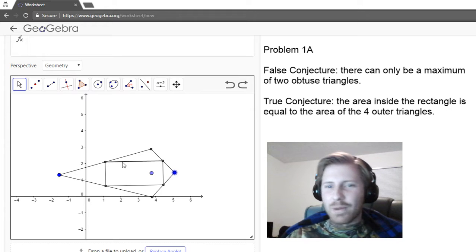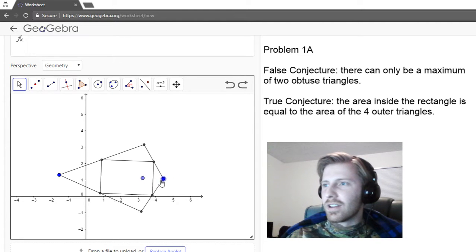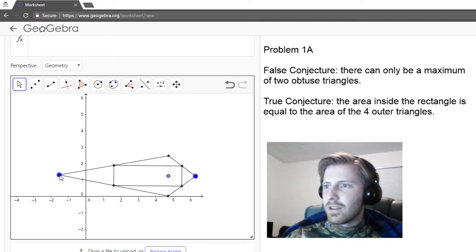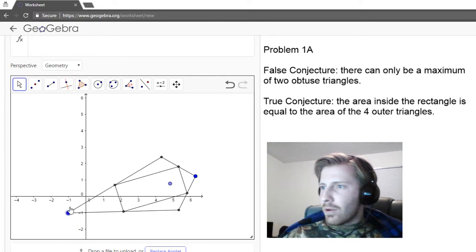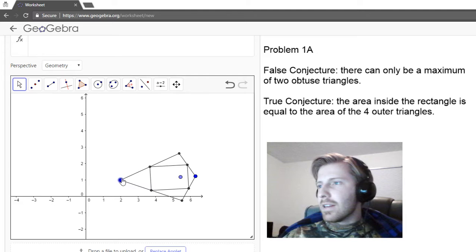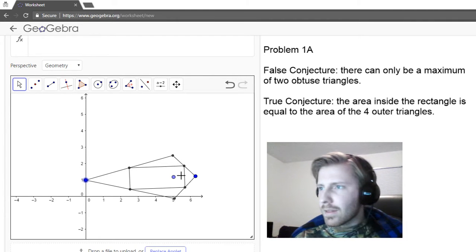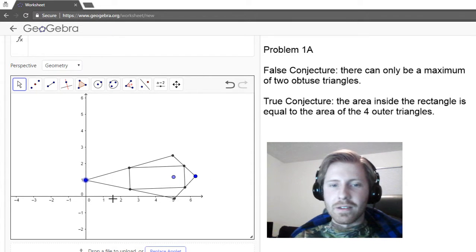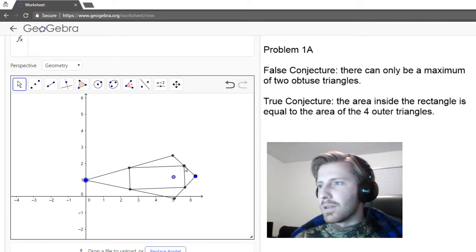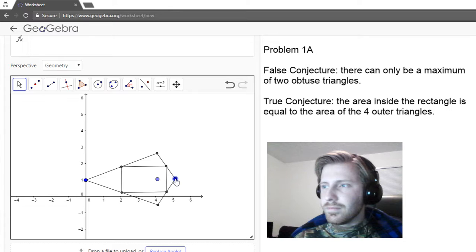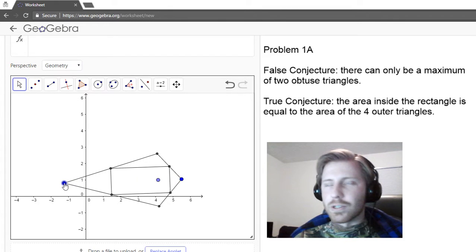Here to talk about problem 1A for our homework assignment. As you see here, we have my kite ready to go with a rectangle inscribed within it, which was built off of the perpendicular diagonals that we all know that kites have, and then I built the rectangle based off of the midpoint function that GeoGebra has.